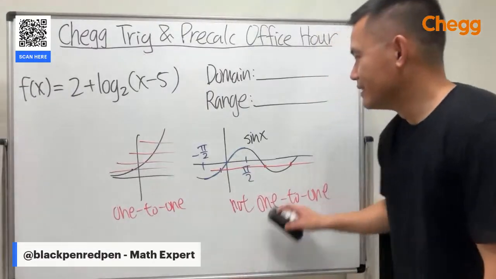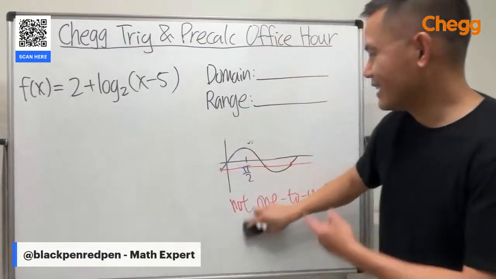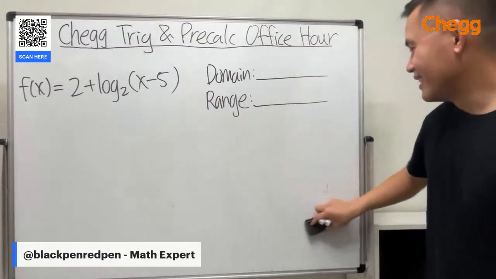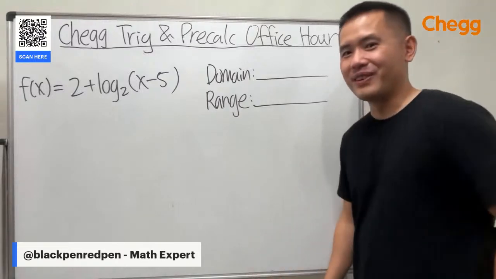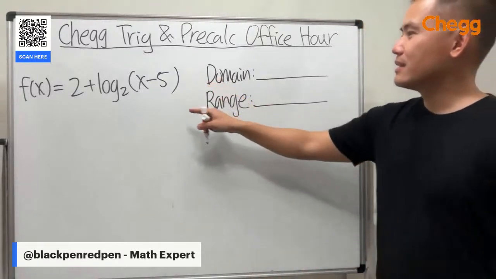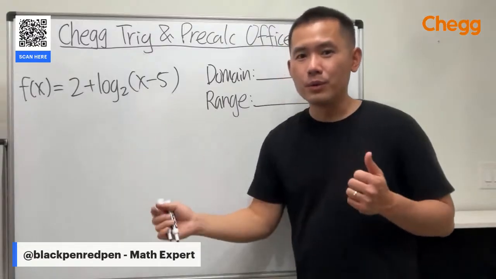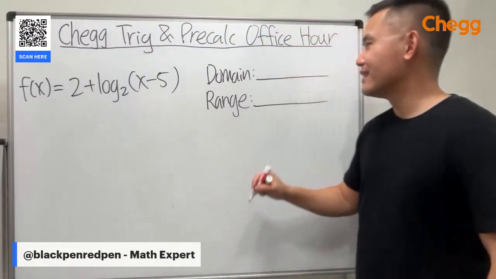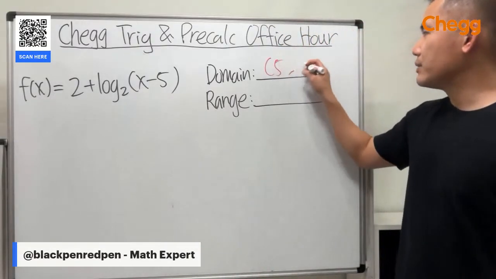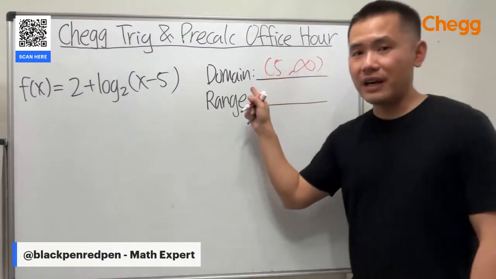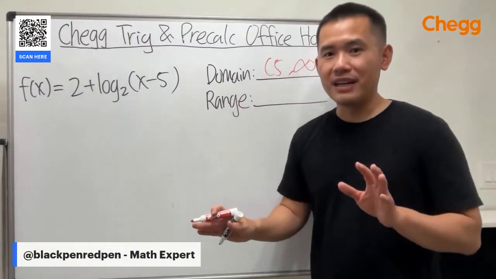Okay. So now let's answer this. And I think many of you guys got it. So yay. Thank you so much for answering the question. Domain is bigger than 5. So I'm just going to say 5 to infinity, not including the 5. Log of 0 is never defined, right?